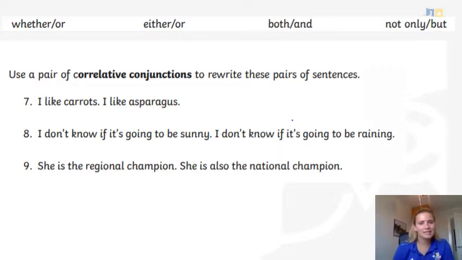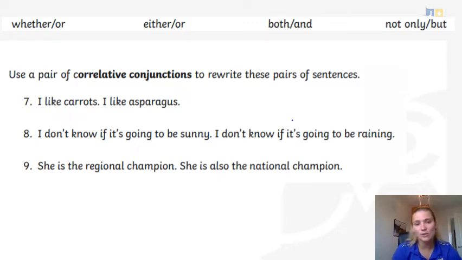This time we're going to use correlative conjunctions to rewrite these sentences. So instead of saying I like carrots, I like asparagus, well, it's not saying that she likes one or the other, it's saying that she likes both of them. So which one do you think is going to be most appropriate? So we know that both and, because it's saying that she likes both carrots and asparagus. So she could say, instead of saying I like carrots, I like asparagus, she could have written I like both carrots and asparagus. So we can put these two sentences together by using the correlative conjunctions.